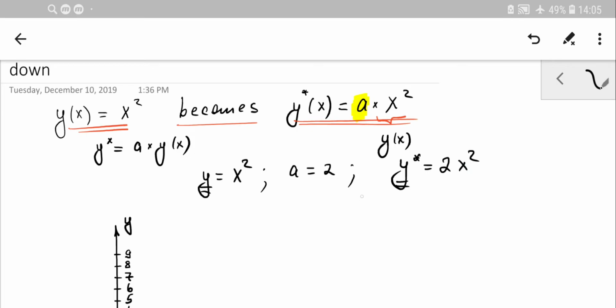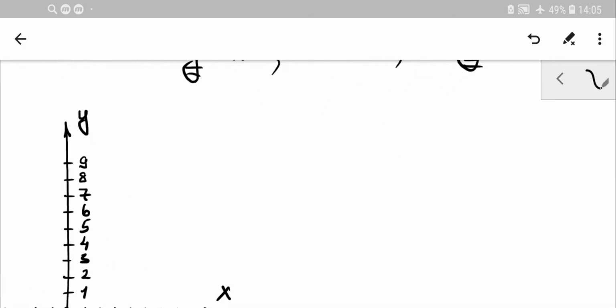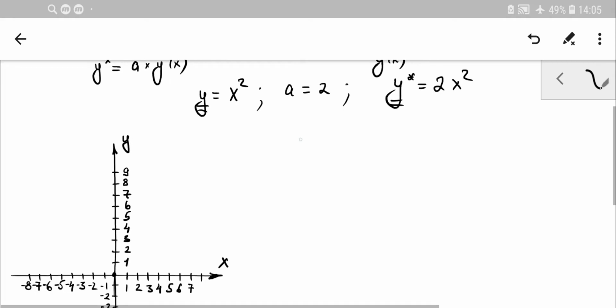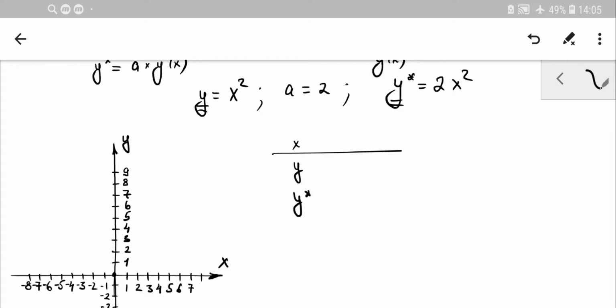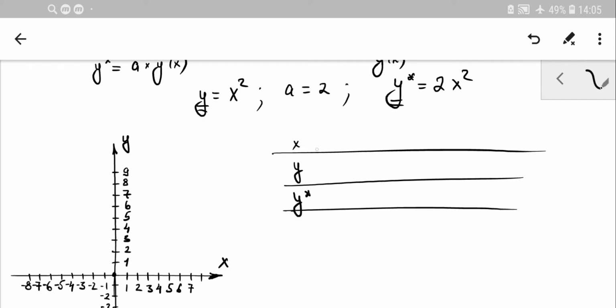Alright, in order to compare what actually happened to the graph, we need to set up a table, and this is the best way to compare. So we set up a table for x, y values. We take x, we take y, and we take y star. Let's line values up, and we run from -2, -1 to 0, and from 0, 1, 2, and that's enough.